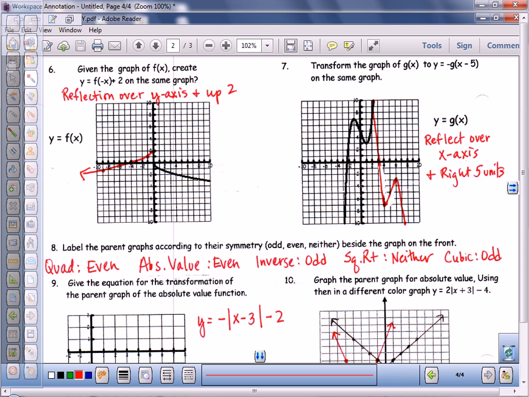Now this time the negative is out in front. That's a reflection over the x-axis. And then this -5 takes all my points and shifts them right 5. So the first thing I would do is reflect over the x, shift right 5. Take a look at number 7 and see if you have any questions.